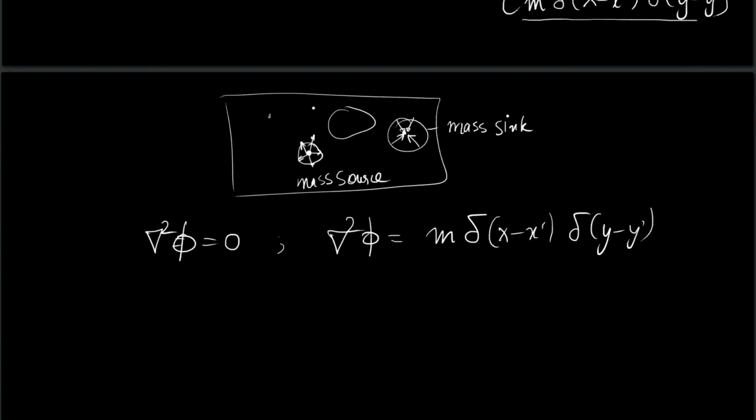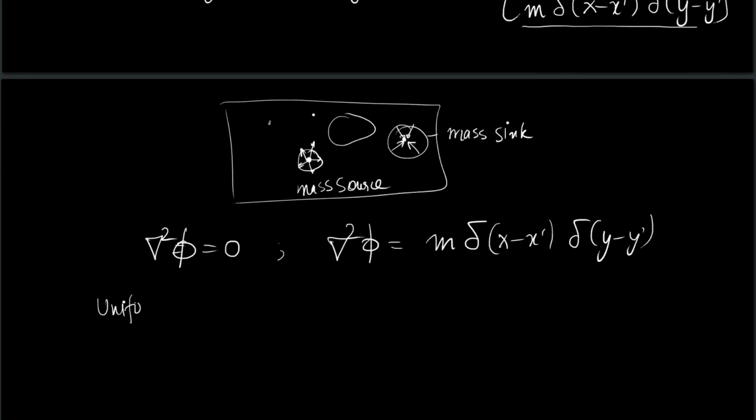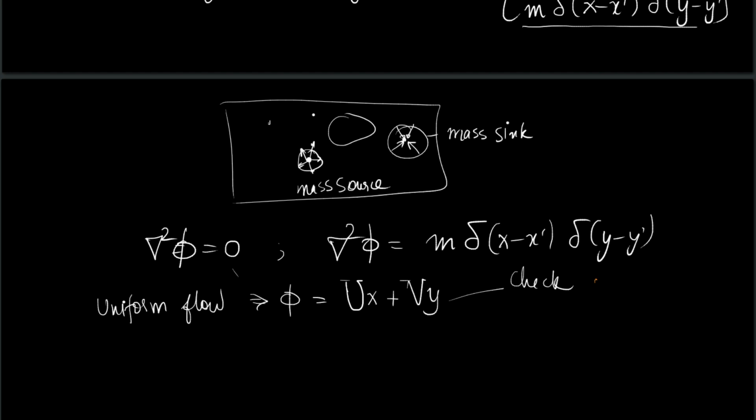And similarly, if you want to write down the solution for a uniform flow, from here you can write phi is equal to ux plus vy. You can check it. So u is equal to del phi del x, and that comes out to be capital U, and v comes out to be del phi del y, and that comes out to be capital V. And so this is in fact the velocity potential for a uniform flow.